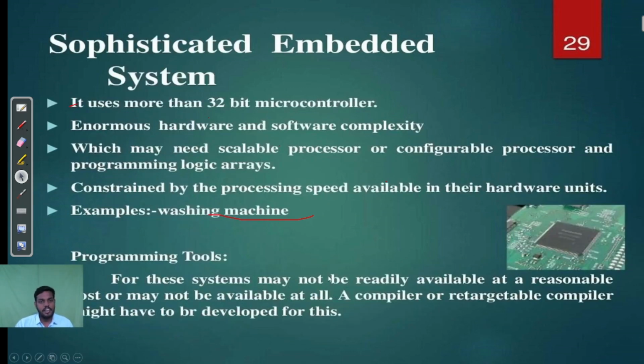And finally the sophisticated embedded system. It uses more than a 32-bit microcontroller. It has enormous hardware and software complexity. For this system, a compiler may not be readily available at a reasonable cost, or might have to be developed, and it is constrained by the processing speed available in the hardware units. Example: a washing machine is a sophisticated embedded system.